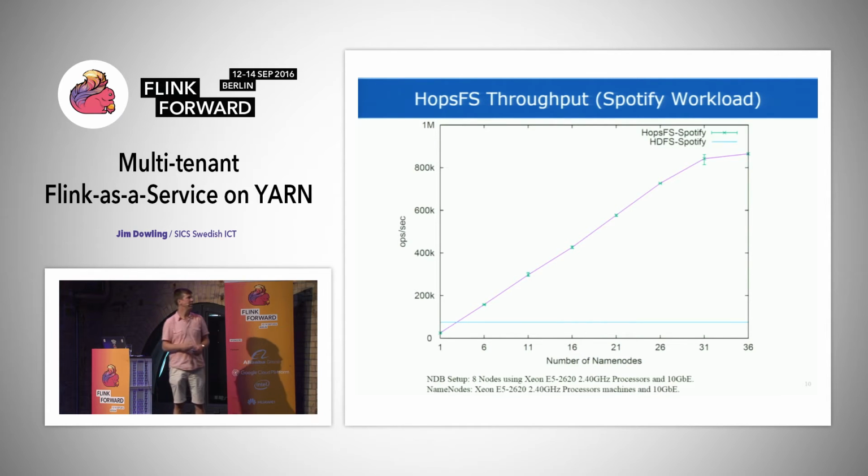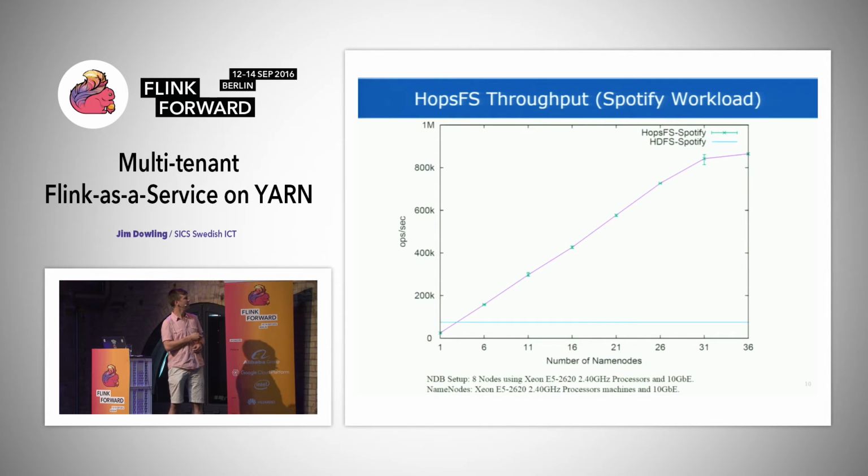Just to show you, these are very recent figures. We've been working with Oracle and Spotify on this, and in particular Oracle during the summer. So you can see here we have on the x-axis the number of name nodes, and on the y-axis we have the number of operations per second. And this particular benchmark is based on Spotify's workload. So this is the set of applications used at Spotify. What operations do they perform on the name nodes?